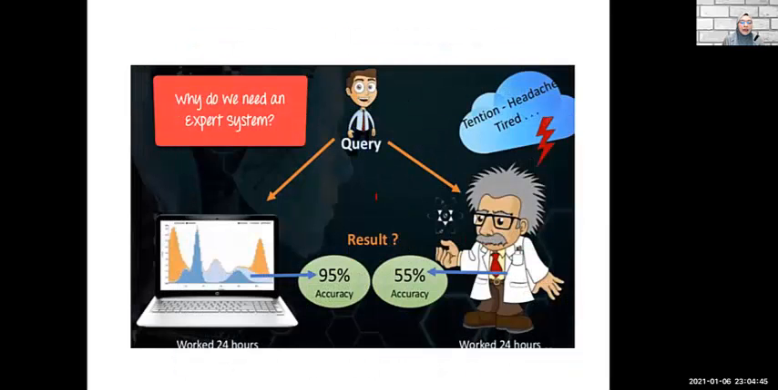So why do we need an expert system? The expert system can work 24 hours, but if we ask a human expert to work 24 hours, they are very tired, and when they are tired, the accuracy is less. For example, they might get 50% accuracy when they are tired. But a fuzzy expert system can work 24 hours with 95% accuracy, for example.